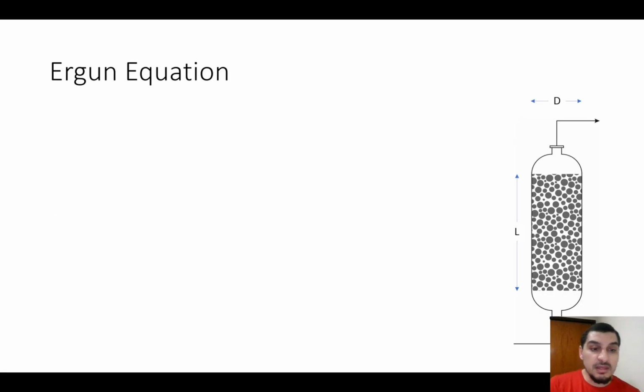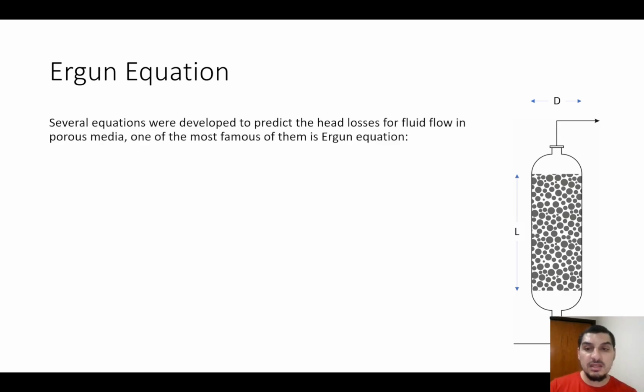The equations that are used to predict the pressure drop of packed beds are many. There are many equations, and one of the very famous of them is the Ergun equation. The Ergun equation is very famous, and it's used in many cases. And it is as follows. Usually, and this is one thing you need to know, the equations that are used to predict the pressure drop or the head losses in packed beds are mostly empirical equations, meaning that they are not like what we said before, based on a theoretical basis and derived.